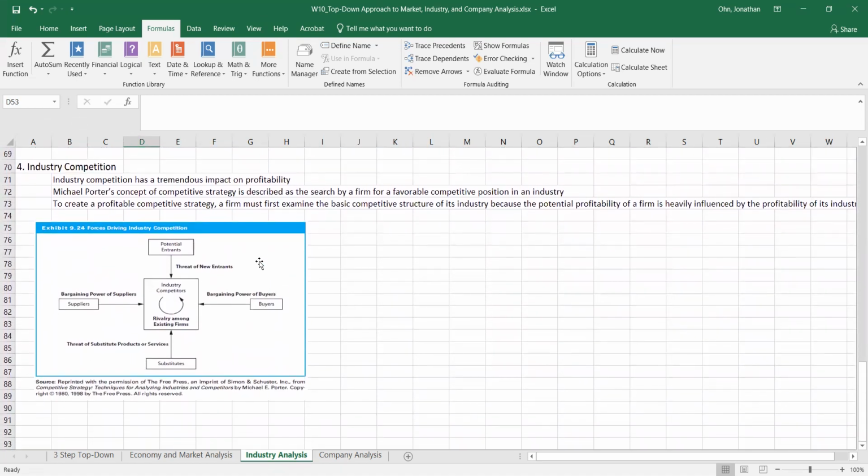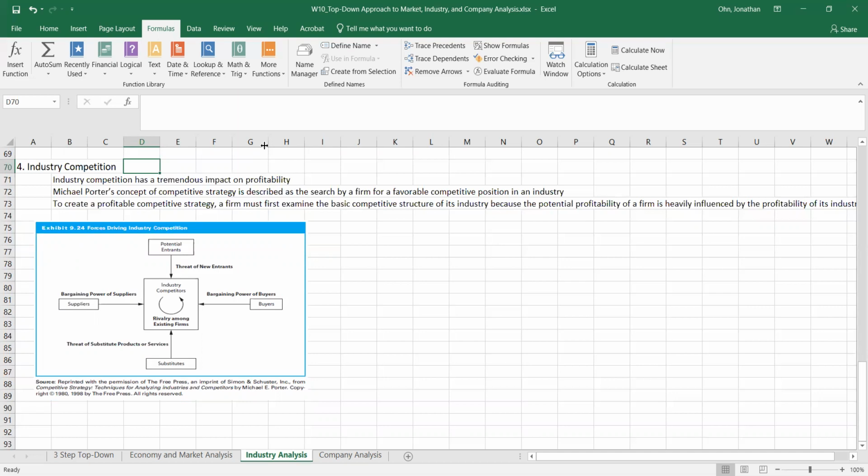And also another important factor is industry competition structure, right? So industry competition has a tremendous impact on profitability, of course. So Michael Porter proposed a system there. I mean, the concept of competitive strategy, described as the search by a firm for a favorable competitive position in the industry.